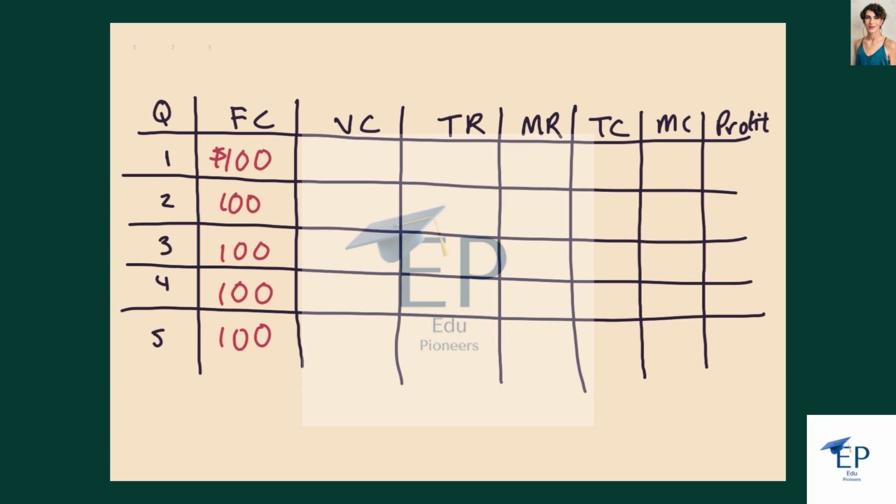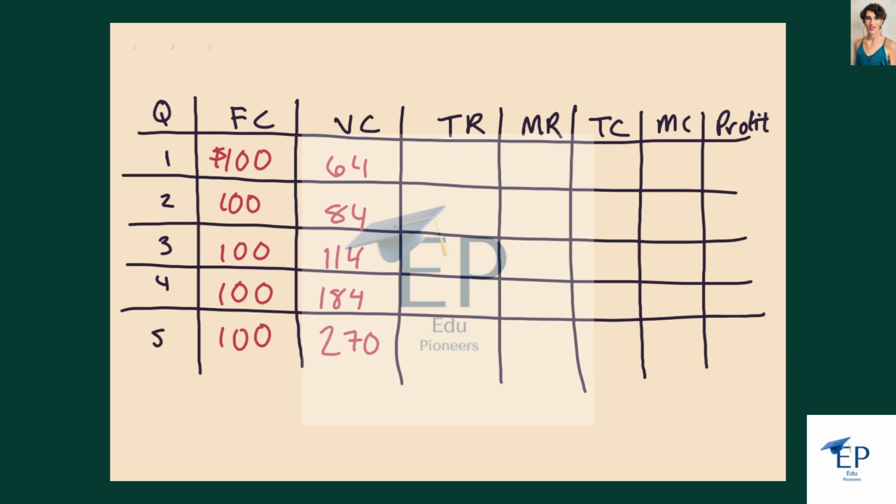And it says that the total variable cost for 1 unit is 64. The total variable cost for 2 units is 84. Total variable cost for 3 units is 114. Total variable cost for 4 units is 184. The total variable cost for 5 units is 270.